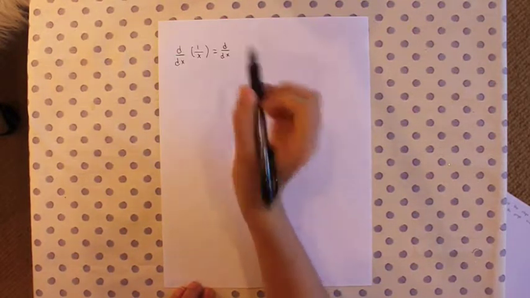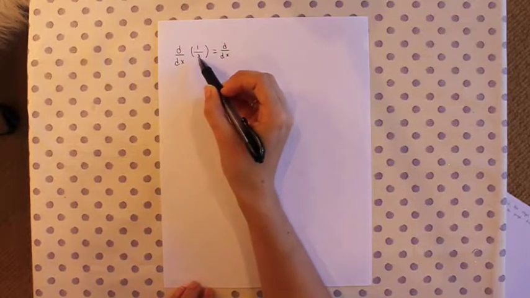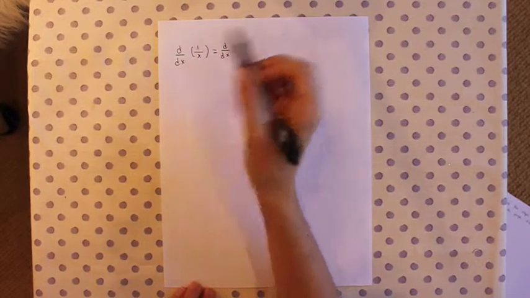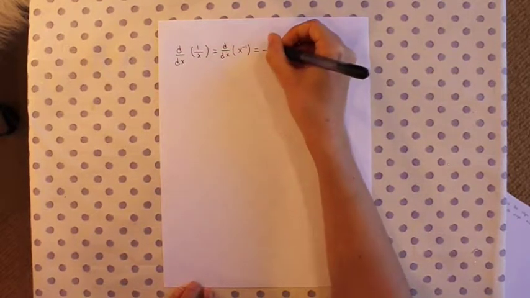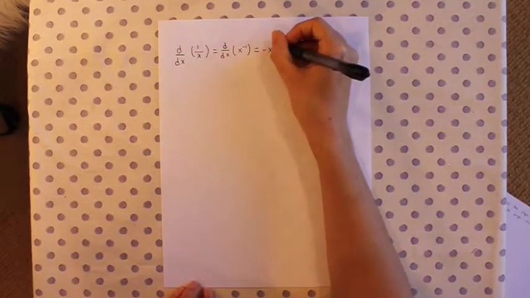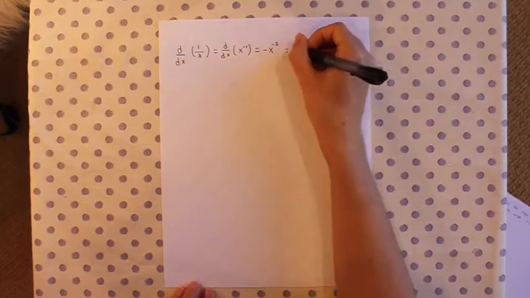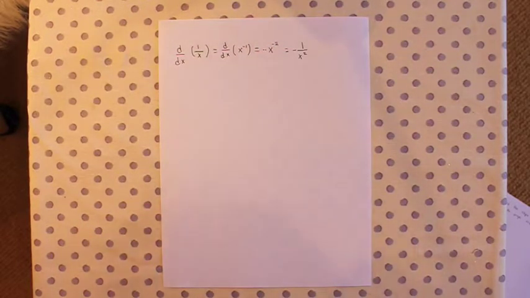So first, you need to bring the variable that you're finding the derivative of into the numerator. Then you just use power rule. So you would bring down the exponent and then subtract 1 from the exponent. This is negative 1 over x squared.